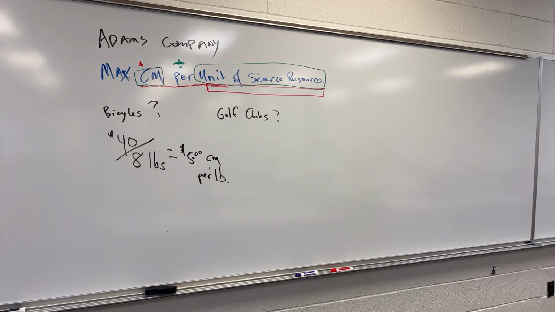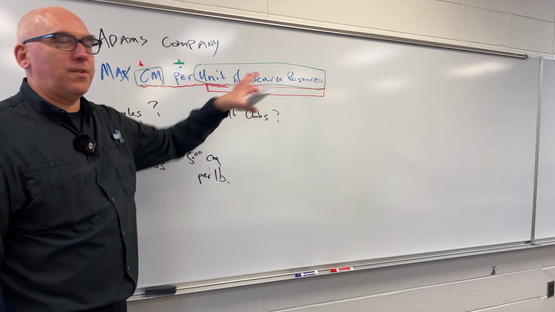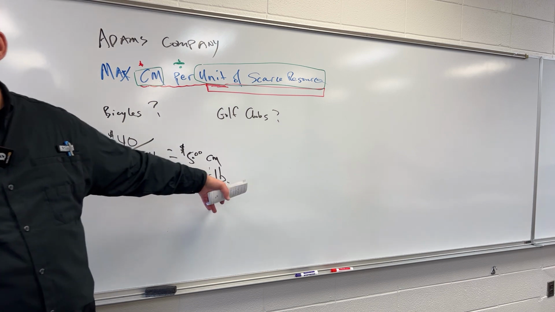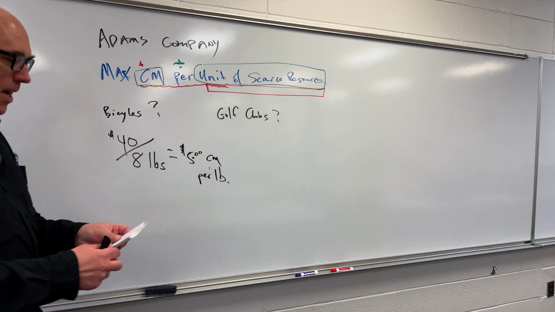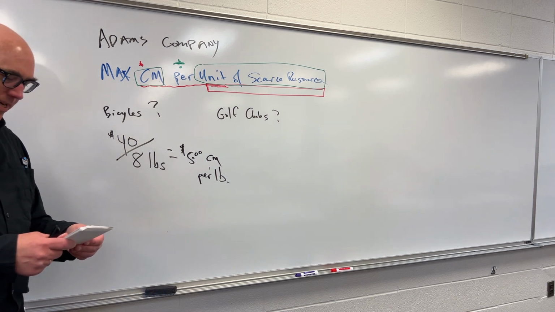So let's first know what we've got, right? What number did we calculate? We calculated contribution margin per unit of scarce resource, which in this case was pounds of titanium. Now let's do that exact same thing for golf clubs.